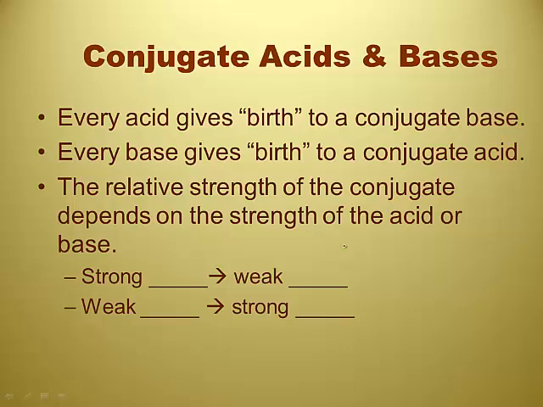The statement here, that the relative strength of a conjugate depends on the strength of the acid or base, is actually exactly the opposite. A strong acid gives birth to a weak conjugate base. A weak acid gives birth to a strong conjugate base. Strong bases give birth to a weak conjugate acid, and weak bases give birth to strong conjugate acids.